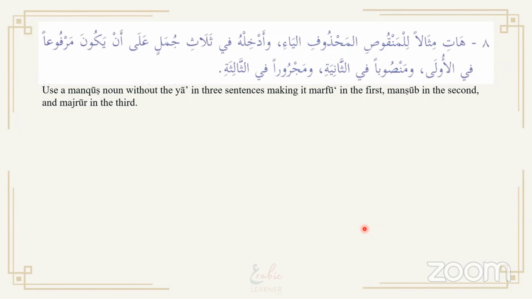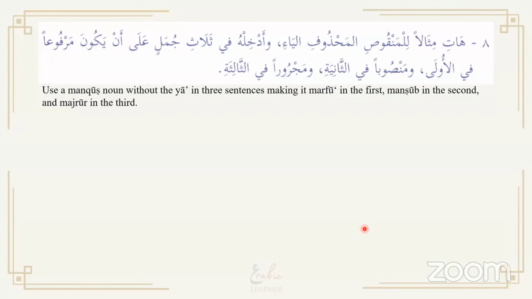When it is mudaf, then ya cannot be omitted. And when it is attached to al, alif and lam, ya cannot be omitted. So what are the situations in which the ya can be omitted? When it is not attached to al, when it is not mudaf, and when it is not mansoob, when it is not in the status of nasab. Is this clear, brothers and sisters?